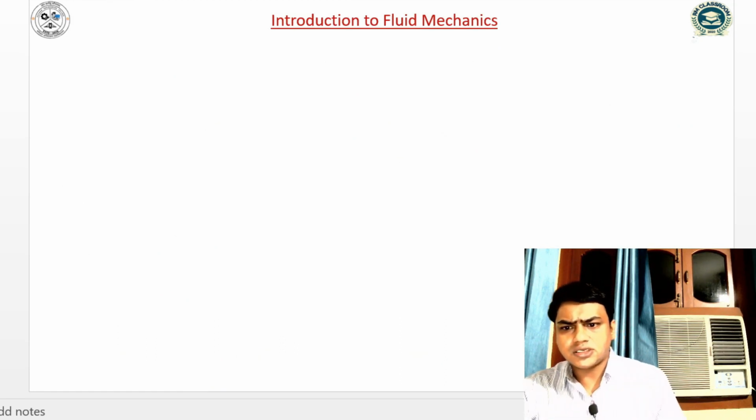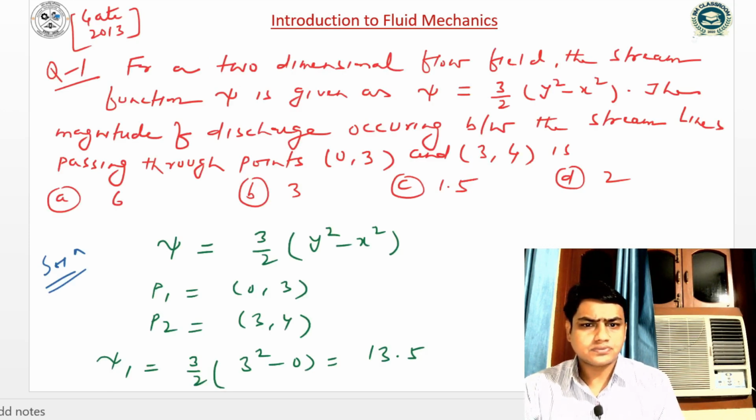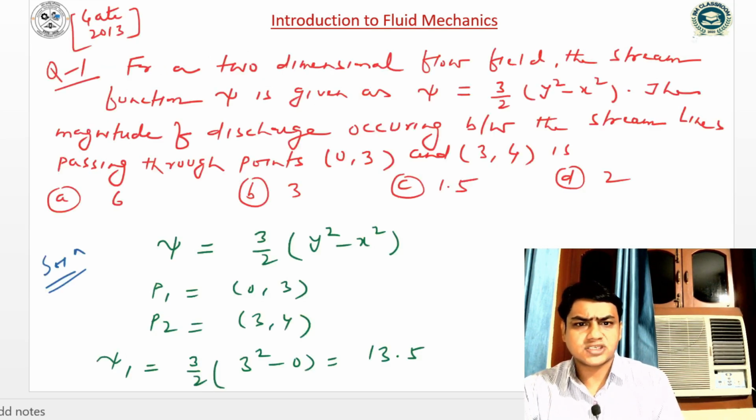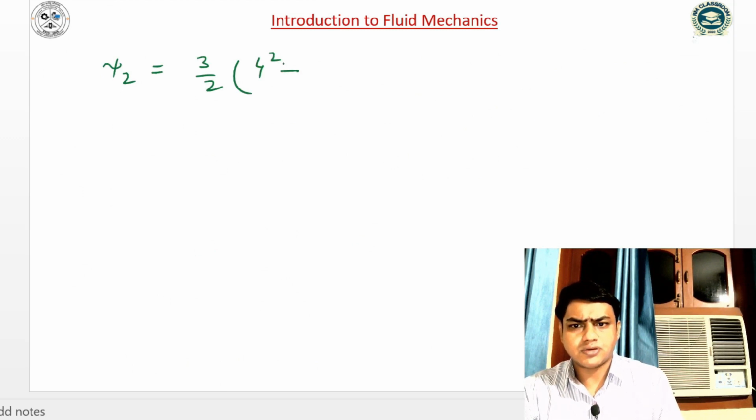Similarly, the stream function psi 2 at point P2 will be equal to 3/2 into y square minus x square. So y is 4, so 4 square, and x is 3, so minus 3 square. So we can write 16 minus 9 is 7, so 21 by 2 means 10.5.